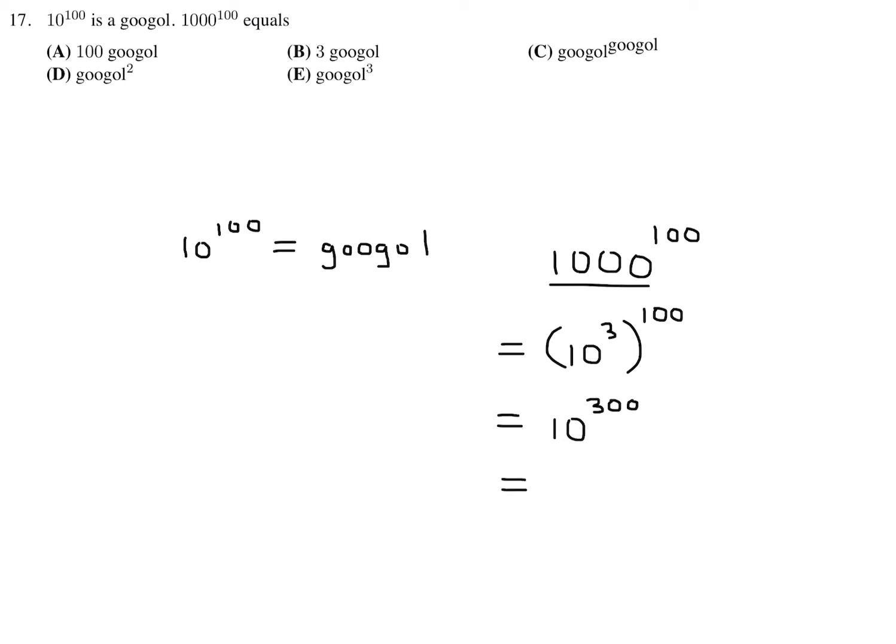And then I can factor that again as 10 to the power of 100, all to the power of 3. Just rearranging the numbers. Now 10 to the power of 100 is our Google, and that's all to the power of 3. So there you go. Number 17, therefore, the answer is E.